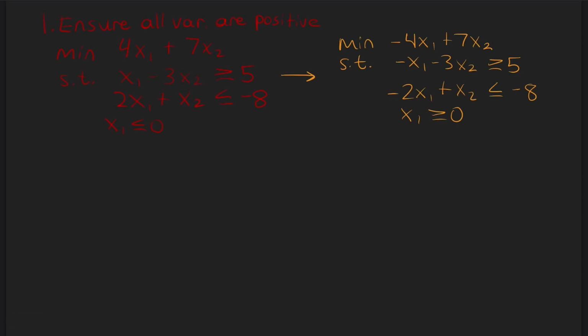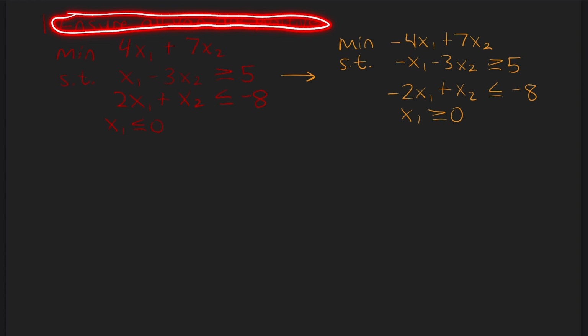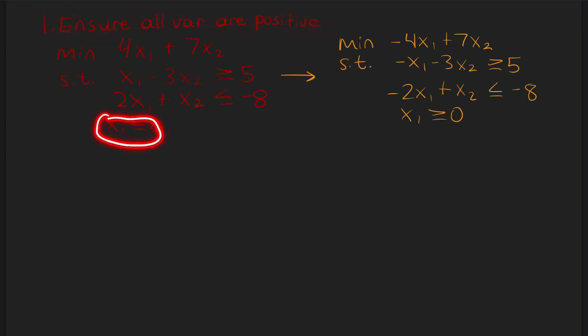So step one is to ensure that all variables are positive. So right off the bat, we see that x1 is going to be negative. So how do we make it positive? We simply flip the sign of all of the x1s, and then we change x1 to be greater than 0. That way, all of these values will still be the same because we are adding a negative sign and making x1 positive, because a positive times a negative is the same thing as a negative times a positive.